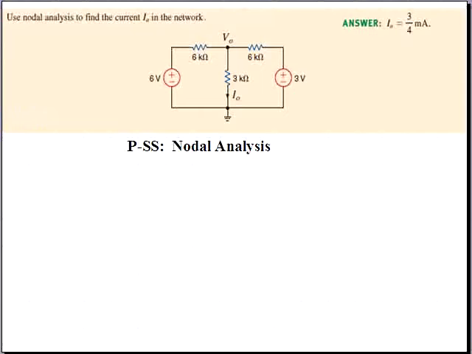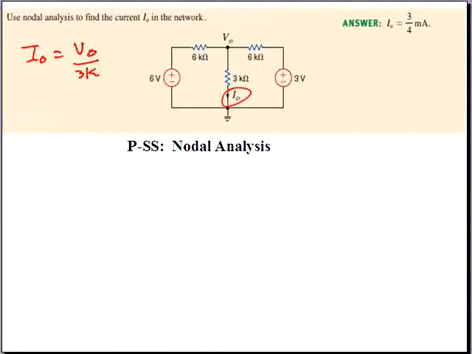This is Learning Assessment Problem 3.7. In this problem, we're instructed to use nodal analysis to discover the value of a current I sub O in the circuit. Since nodal analysis develops expressions for voltages in the circuit, we'll have to use an auxiliary equation to determine the current I sub O is equal to V sub O, the node voltage, divided by 3K.